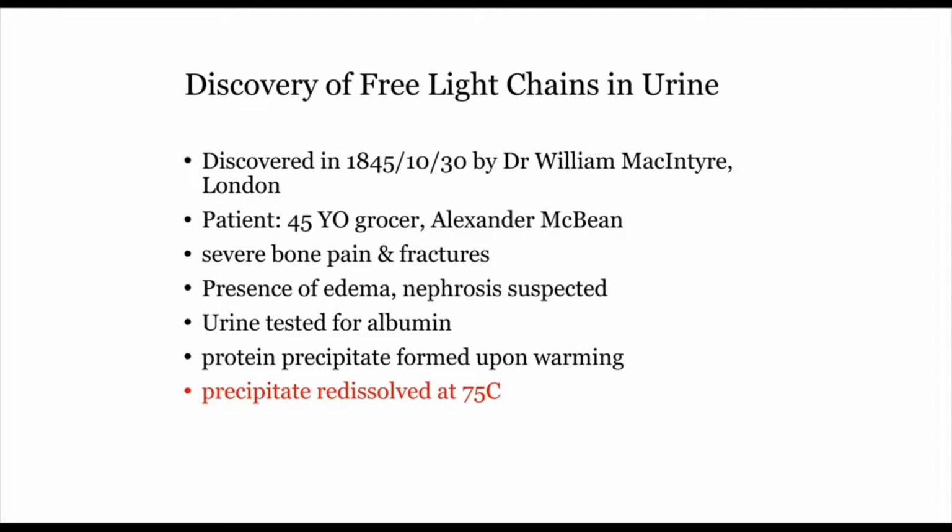Free light chains were not always measured in serum. In fact, they were first discovered in 1845 by Dr. William McIntyre of London in the urine of a 45-year-old grocer, Alexander McBean. The patient suffered from severe bone pain and fractures. Edema and nephrosis, or what we would typically refer to as nephropathy or kidney disease, was suspected.